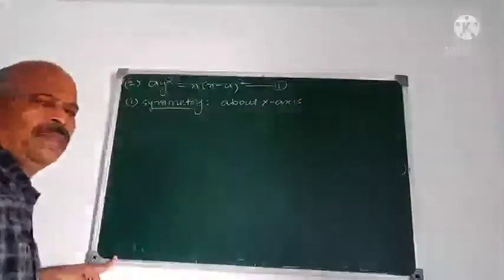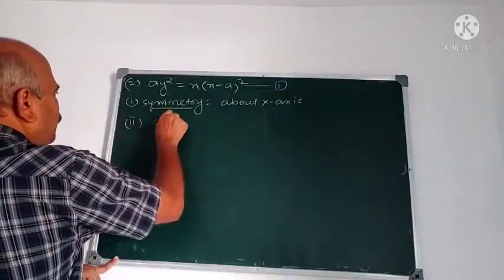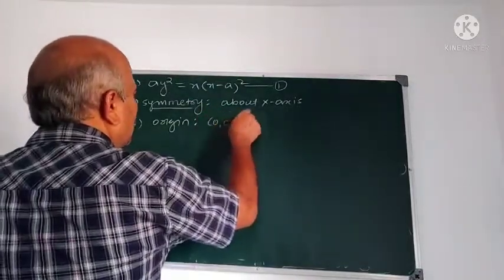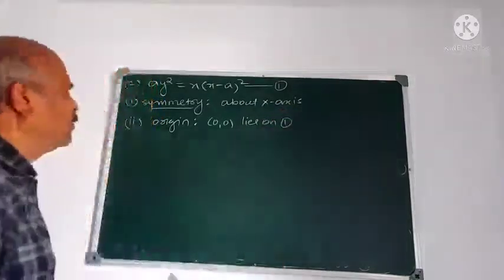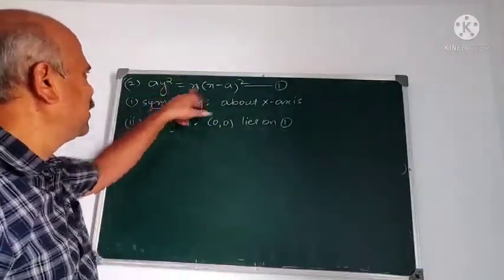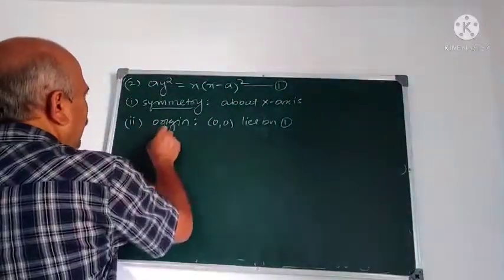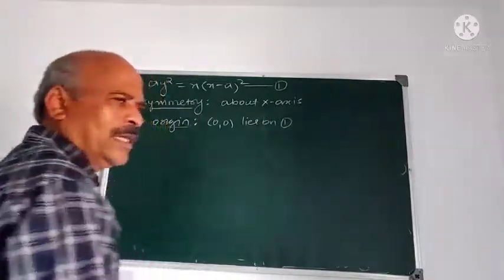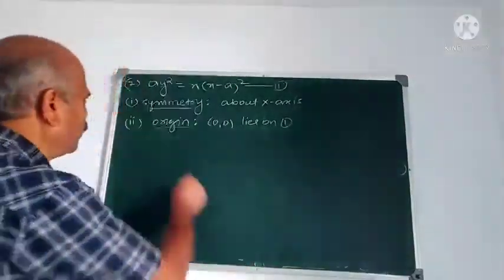That is the first one. Second, origin. It passes through origin because (0, 0) lies on the curve. Why does (0, 0) lie on it? Take x is 0, y is 0. The equation is satisfied. Therefore (0, 0) lies on this. And for the nature of origin, you have to find out whether it is a multiple point, and if it is a double point, whether it is a node or a cusp.